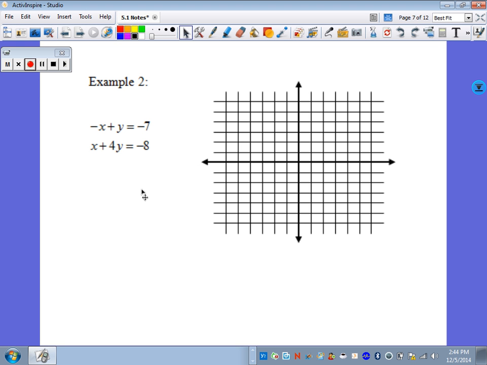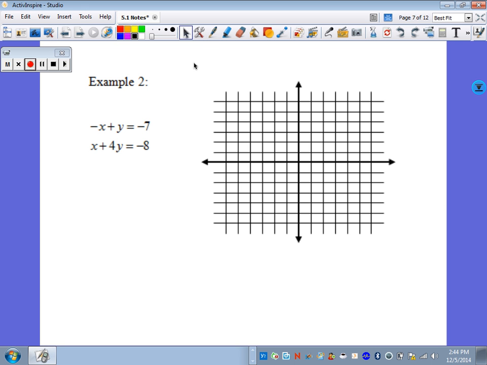So here's our first example. Now we're going to do this one, and I'm going to show you how to get it in so that you can put it in on the calculator or graph by hand or however you're going to do that. You have negative x plus y equals negative 7, and then you have x plus 4y equals negative 8. So let's look at that first.